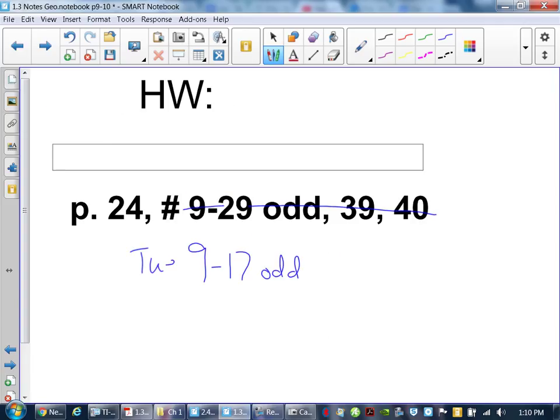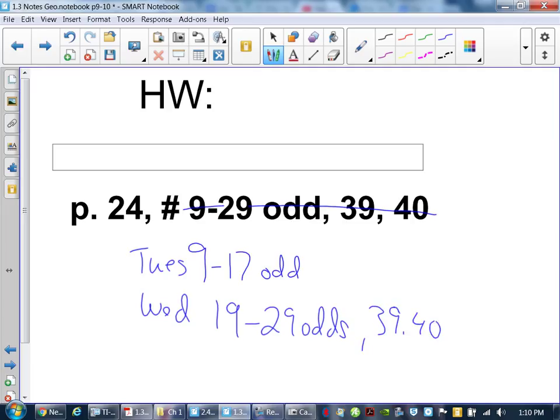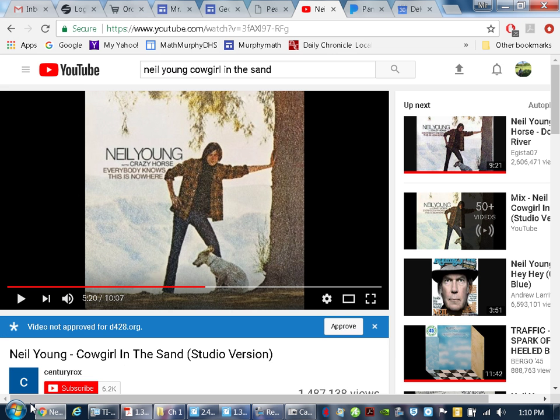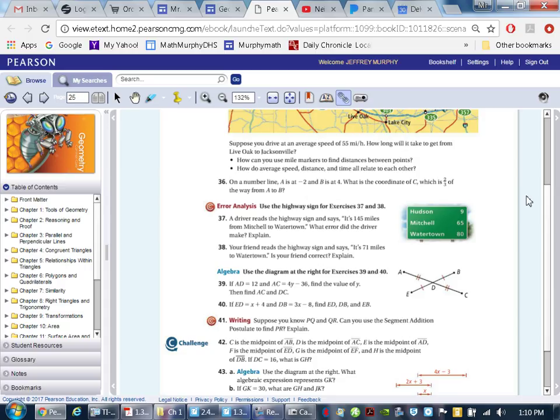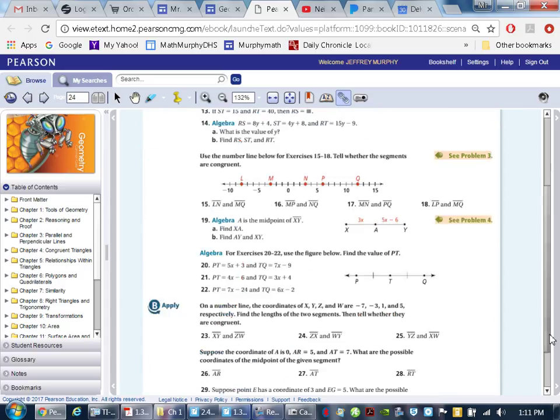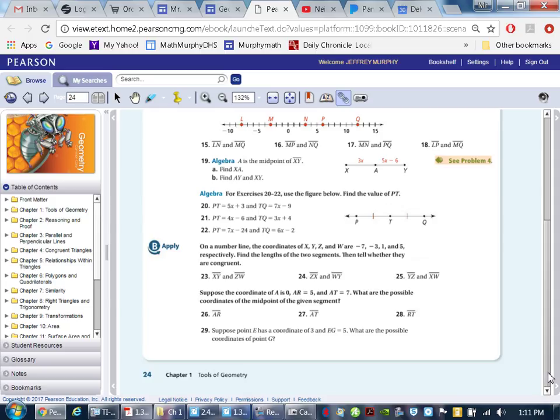This was Tuesday's. Today's Wednesday, so we will finish out. Same page. We'll start at 19 through the 29 odds. And then 39 and 40. Give me a second. I'll put it up on the board for you. Just got to take a picture of it to fit it on the screen. And then I'll let you guys work. And I'll wander around and help you out if you need it.